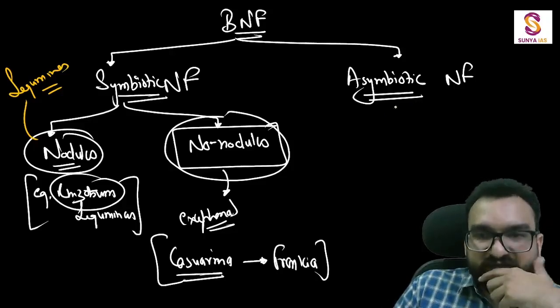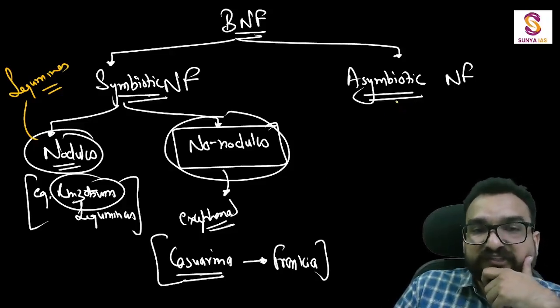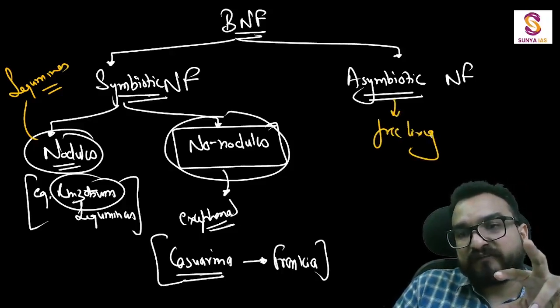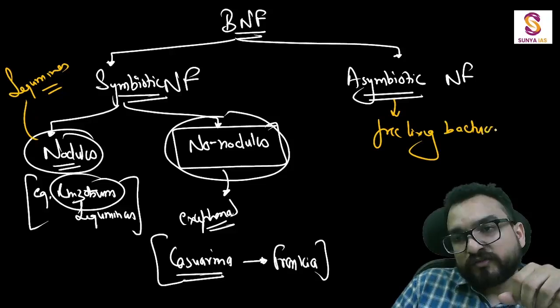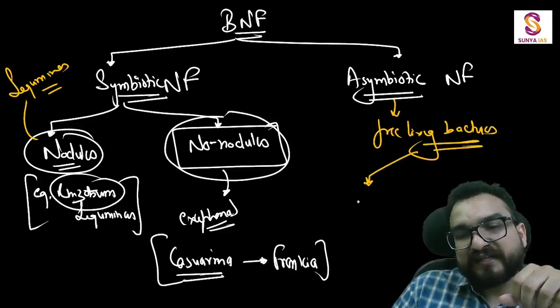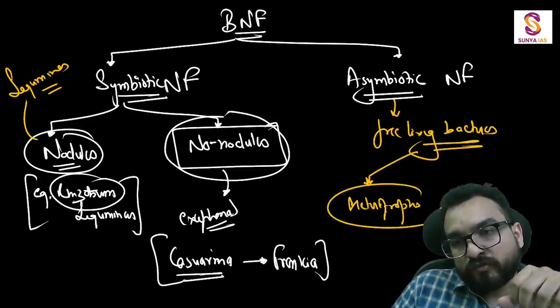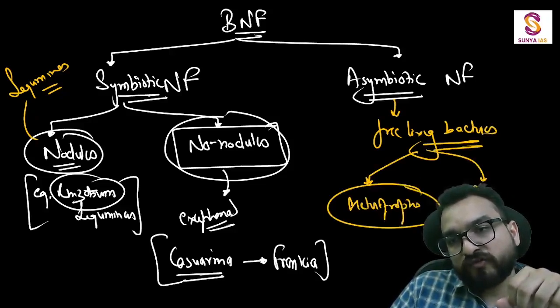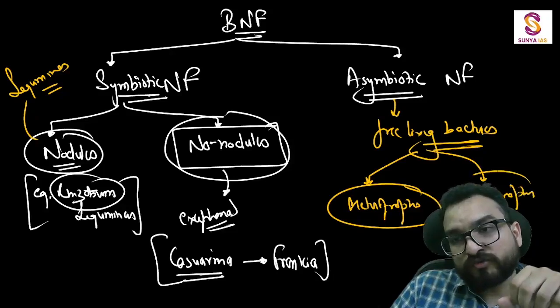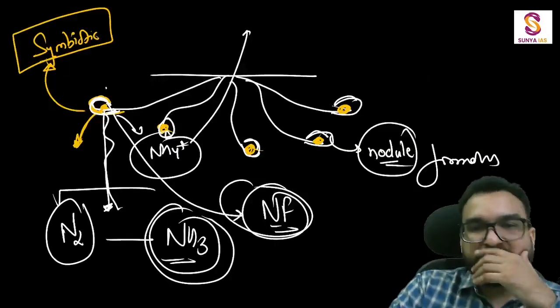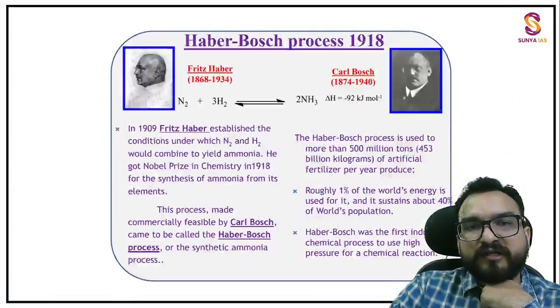Asymbiotic nitrogen fixation means they are free living bacteria. These free living bacteria can either be heterotrophs or autotrophs. Heterotrophs means those that feed upon others. Autotrophs means those that feed on their own, right? Just wait. Understanding, guys? Let me tell you again by the already made diagram by me.